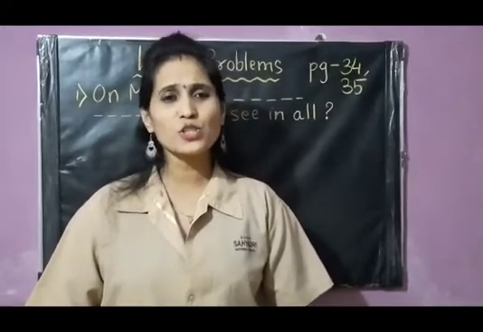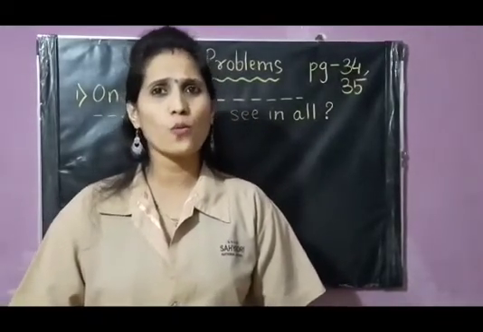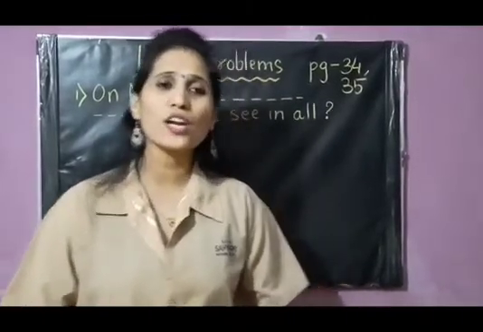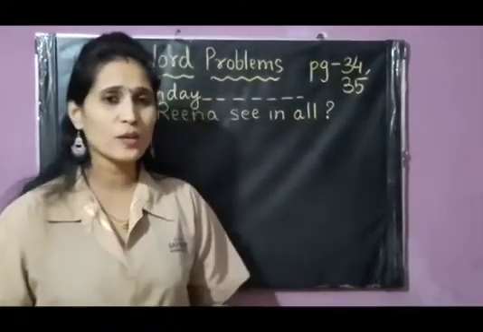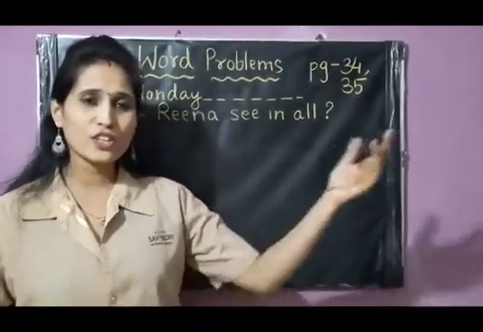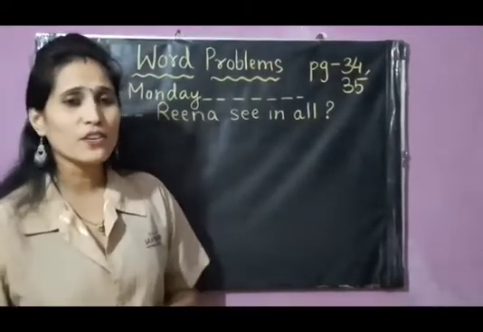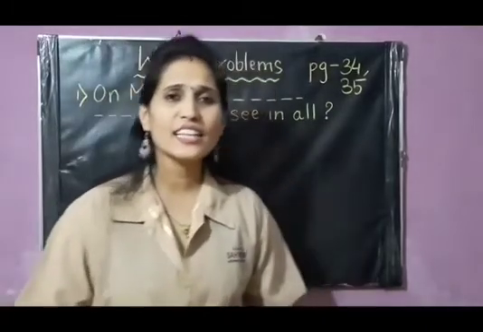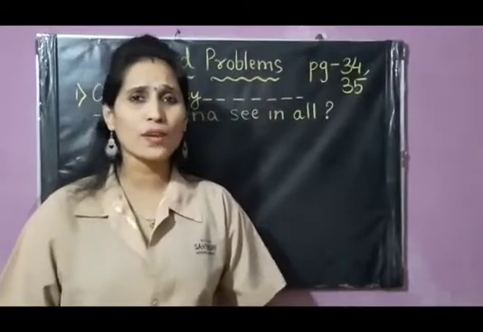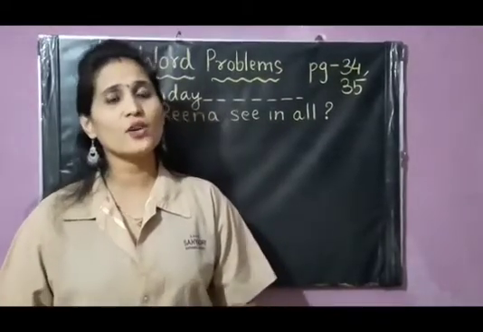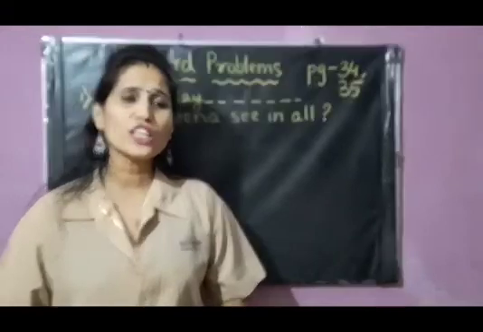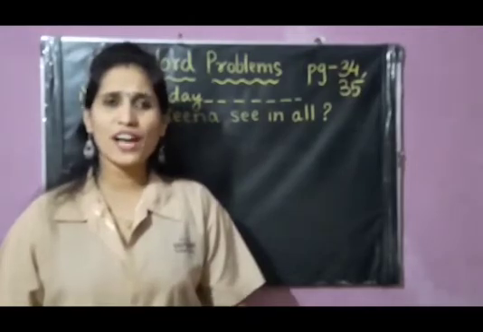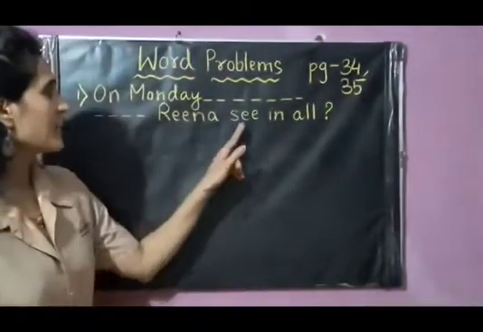On Monday, Reena saw 24 butterflies on one bush and 32 butterflies on another bush. It means they are talking about a few butterflies. You know what the bushes are? Yes, the branches of the tree. Butterflies are sitting on the bushes. On one branch there are 24 butterflies, and on the other branch there are 32 butterflies. Now they are asking how many butterflies did Reena see in all.